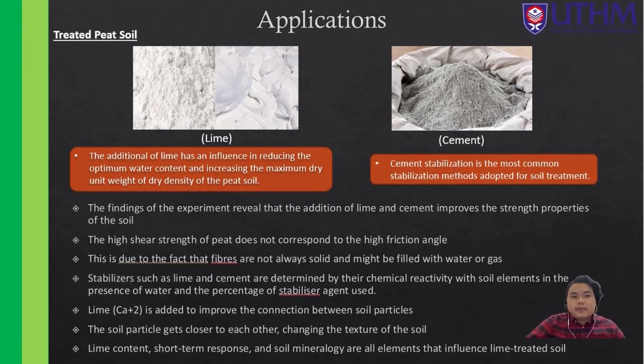Stabilizers such as lime and cement are determined by their chemical reactivity with soil elements in the presence of water, and the percentage of stabilizer agent used. Lime Ca+2 is added to improve the connection between soil particles. The soil particles get closer to each other, changing the texture of the soil. And lastly, lime content, short-term response, and soil mineralogy are all elements that influence lime-treated soil.